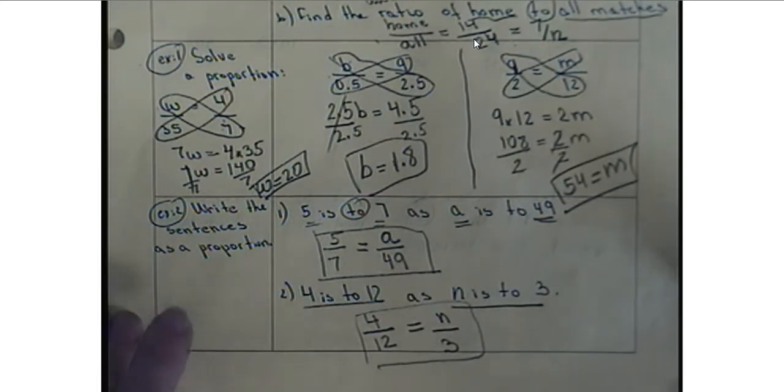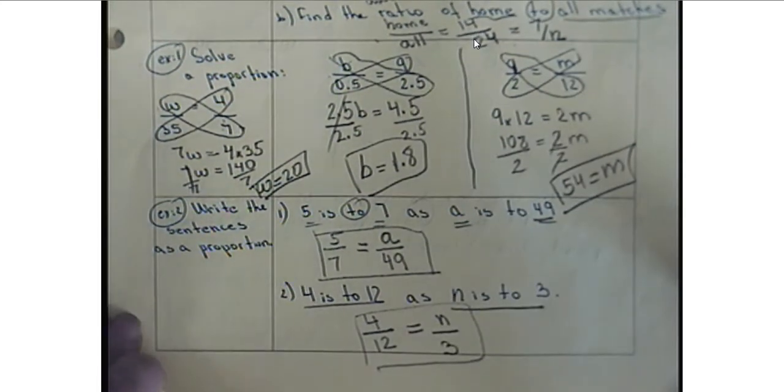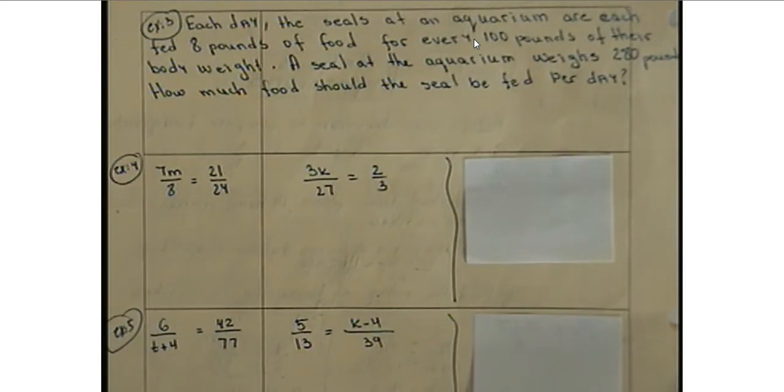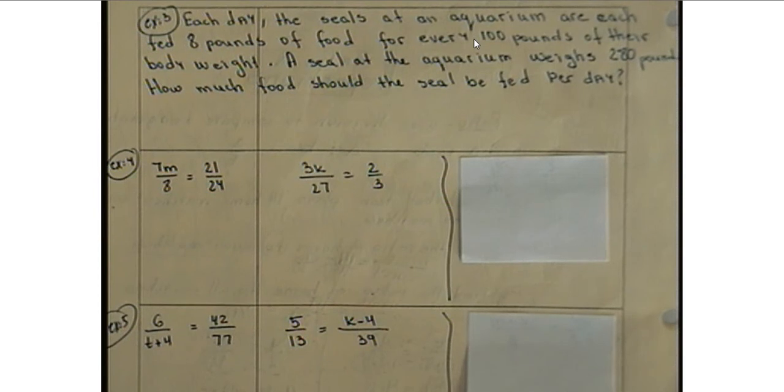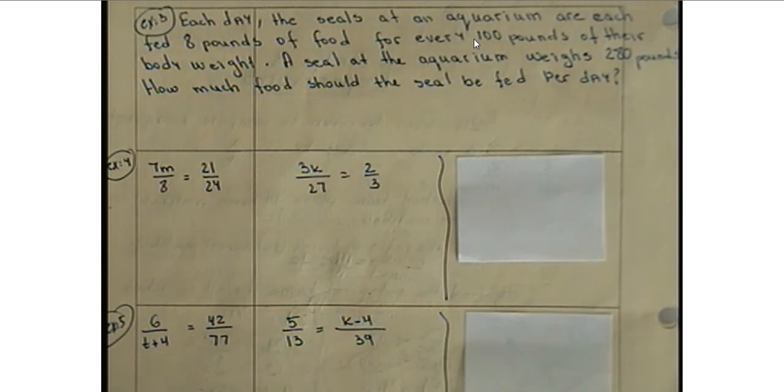We have a few more examples on the back page. So the last page of this packet, turn the page and let's take a look at the first example here. So we have another word problem to discuss. Each day, the seals at an aquarium are each fed 8 pounds of food for every 100 pounds of their body weight. A seal at the aquarium weighs 280 pounds. How much food should the seal be fed per day?